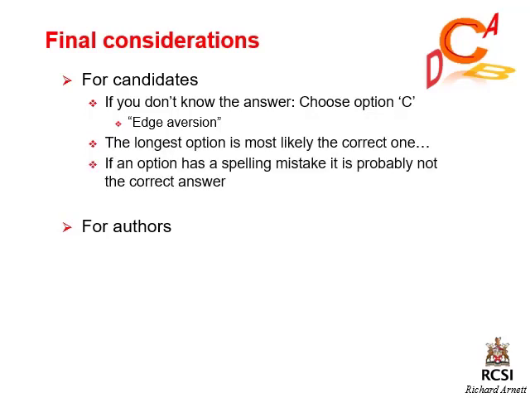The longest option is often the correct one. That's because people spend longer phrasing it, writing it, carefully tailoring it. And if there's a spelling mistake, that means very few people are looking at it or proofreading it. It's more likely to be a distractor. So be aware of these unconscious biases and avoid them when you're writing your own MCQs or proofreading other people's MCQs.